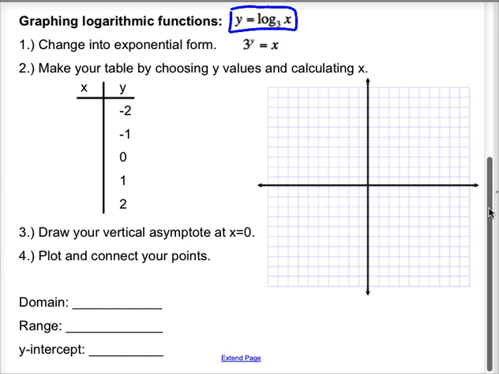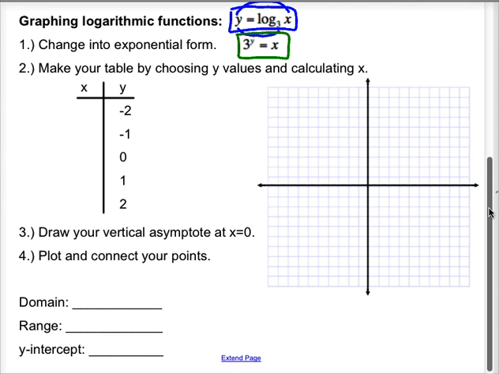Now, we don't know how to graph those. However, we do know how to graph exponential things. So what I'm going to do is I'm going to take 3 to the y and set that equal to x. I'm going to convert it into exponential form because now I know how to find points and how to graph that. So the key here is I'm going to switch its form, all right? I'm going to switch it.